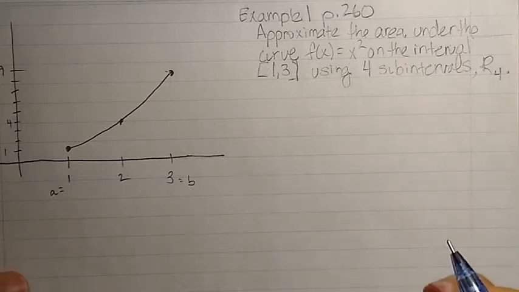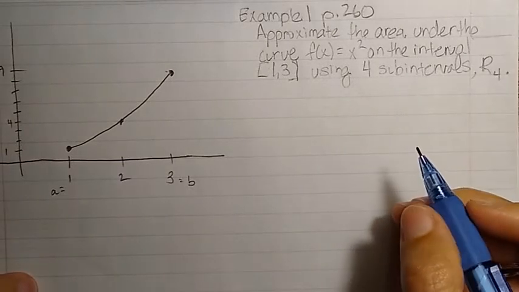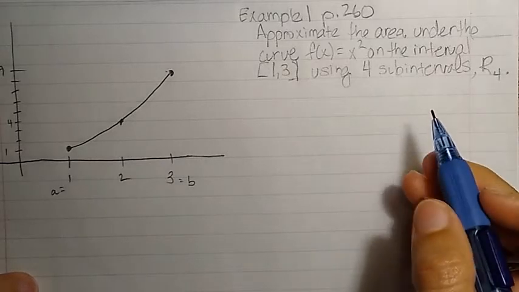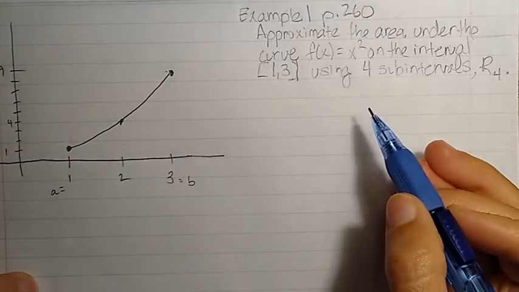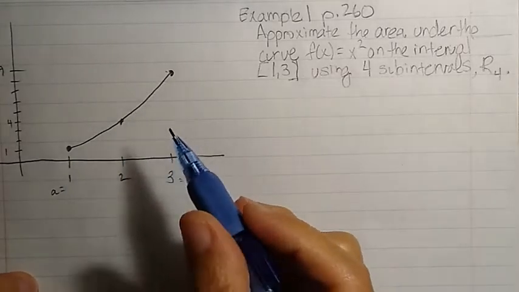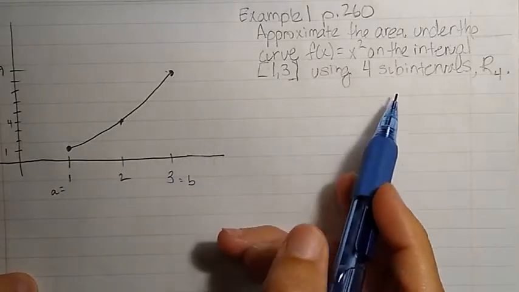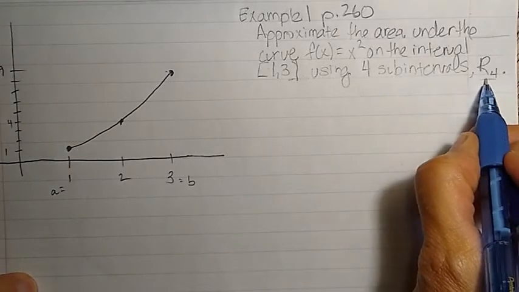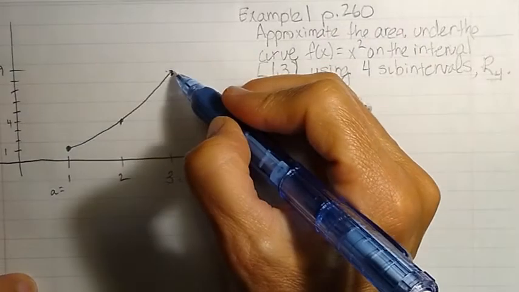Let's work an example from the text. This is example 1 on page 260, where we approximate the area under the curve f of x equals x squared. So I've drawn a portion of the parabola here on the interval from 1 to 3, and let's use 4 subintervals. In other words, let's compute R sub 4 using the book's notation.